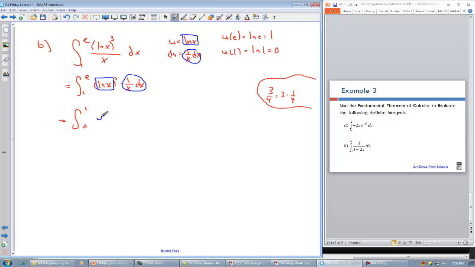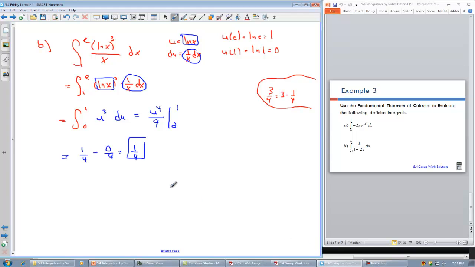So I have the integral of u cubed du, which equals u to the 4th divided by 4 from 0 to 1. So I plug in my limits of integration. I plug in 1, so I get 1/4, minus, when I plug in 0, which is 0 over 4. So that's just equal to 1/4. And so 1 over 4 is my answer for part B.